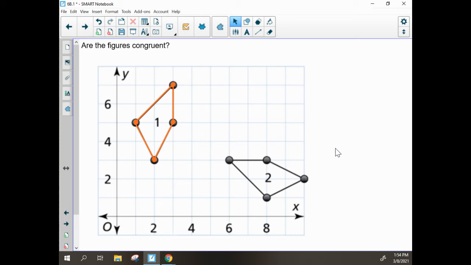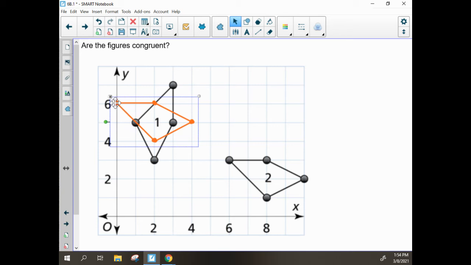Next, we have, are the figures congruent? Now, these ones don't have any labeled vertices, but we can just try to see if any of them match. I can see that this is kind of a short side and this is kind of a short side. So I'm going to go ahead and try to map those to each other. And I can see to do that, I need to start by doing a 90-degree rotation. So let's do that. Perfect, 90 degrees. And now I know I'm going to have to do some sort of translation.